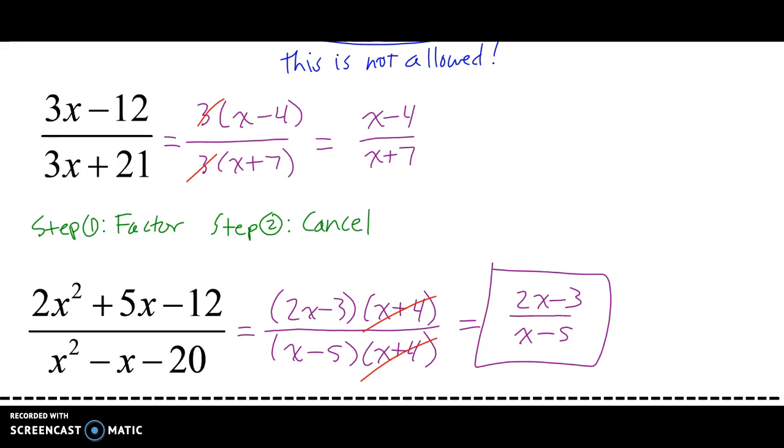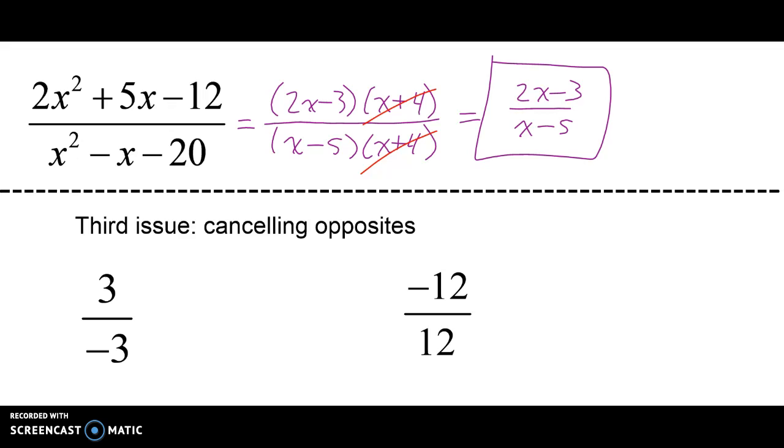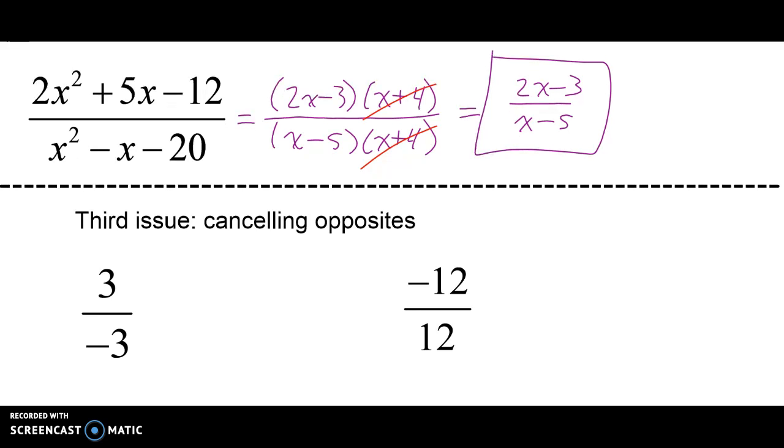And then there's a third issue. One last little thing, and this is a fairly small thing, but it does cause some headaches down the road a little bit. So I want to make sure we clear this up in the beginning. And it has to do with the rule about canceling opposites. You know with numbers that when you have opposites, like 3 and negative 3, or negative 12 and 12, that when you cancel those, your result is negative 1.